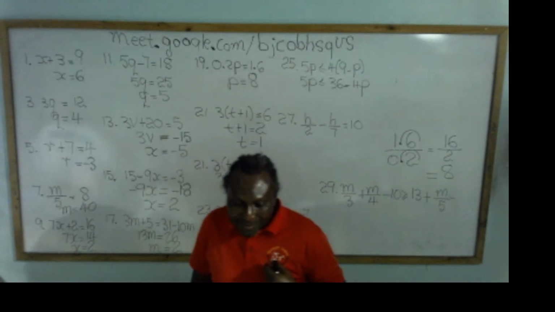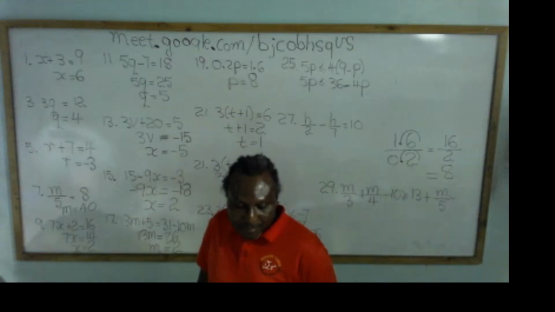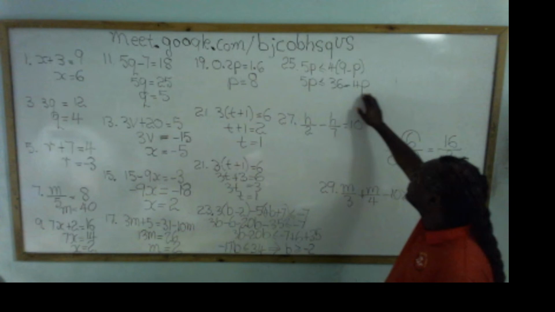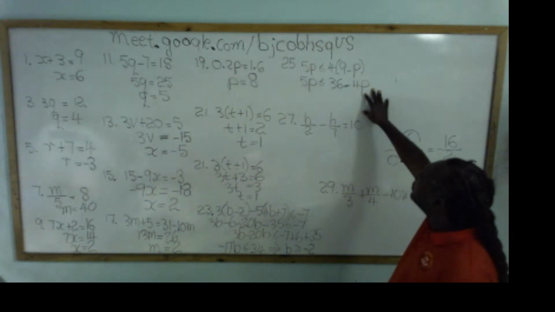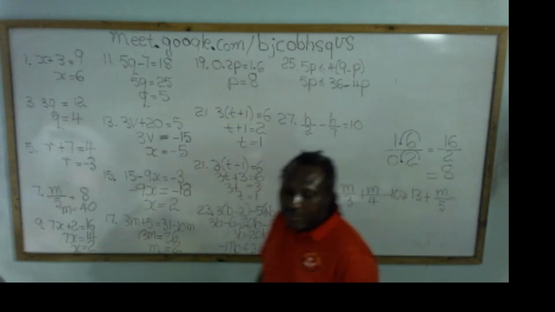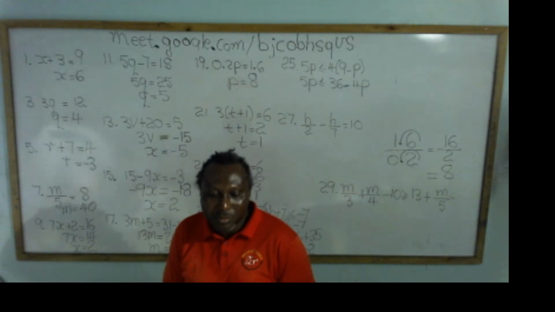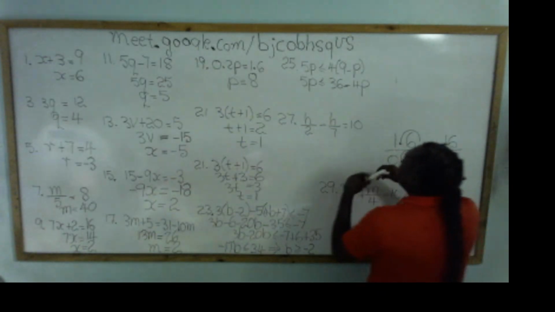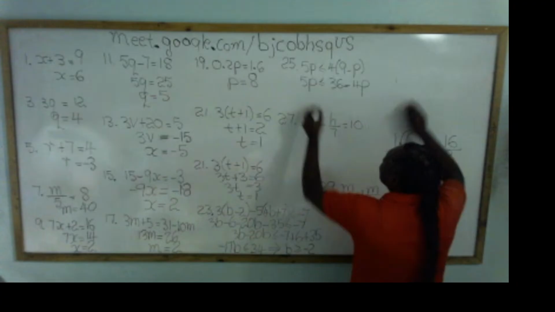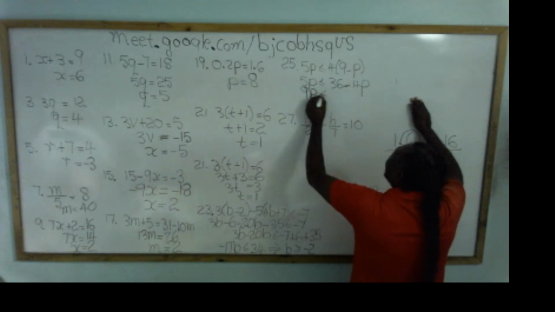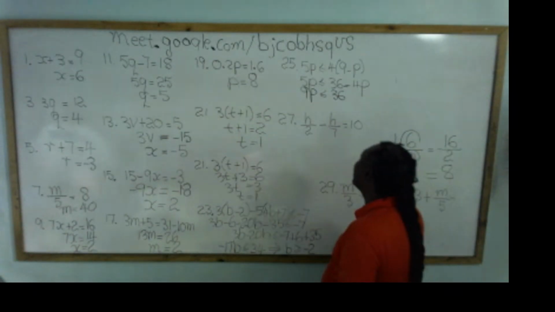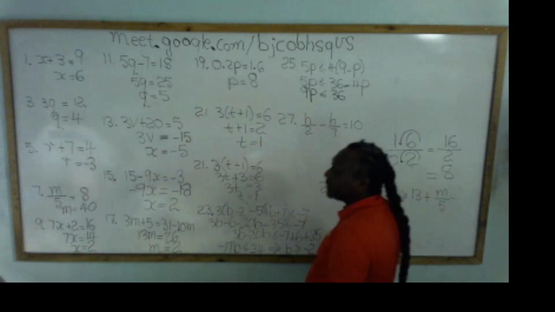So I am going to say what the next step will be. We have another occurrence of the unknown right here on the other side, a minus 4p. What we will do, therefore, is to add 4p to both sides. When we add 4p to both sides, 5p plus 4p will be 9p. And this will be less than or equal to 36. Why? Because the negative 4p would have been eliminated.